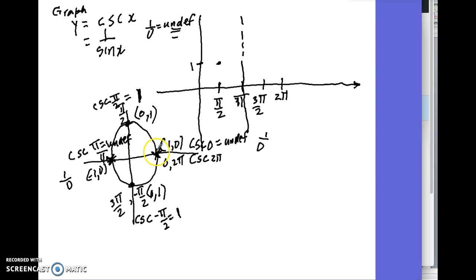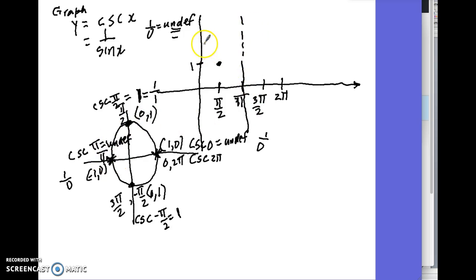but it's undefined at pi and it's undefined at 0. Right here is a special position, because the coordinates here are 0, 1, and the cosecant being 1 over sine is going to be 1 over whatever the sine is, and sine is 1 here. So that's how come we get 1 here. Right at x equals pi over 2, the cosecant is 1. So that's 1 point we have. And here at 0 and here at pi, it's undefined.